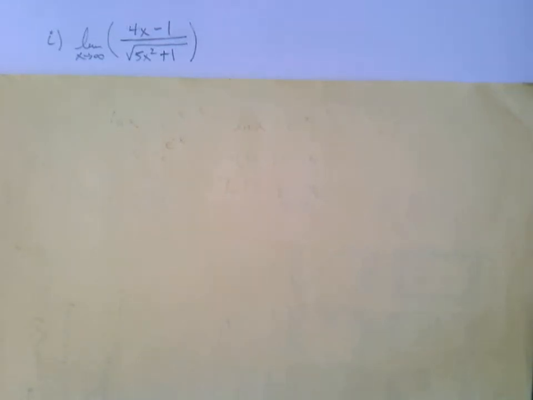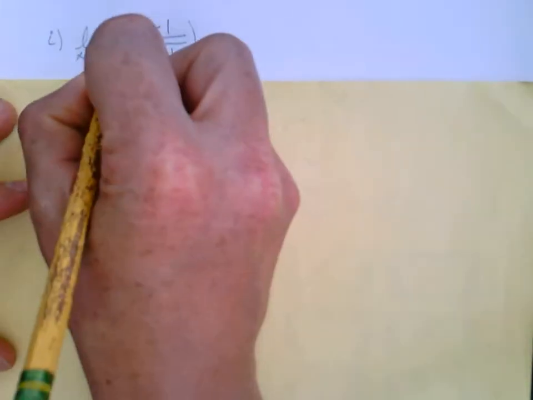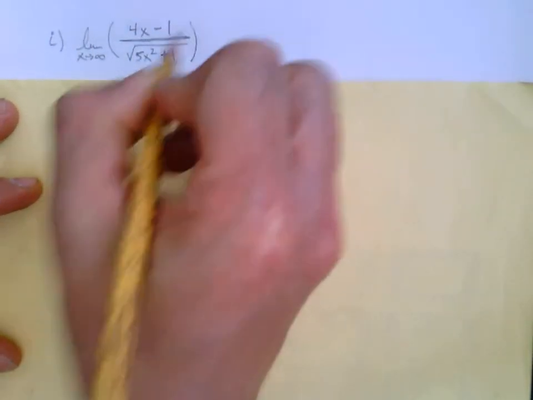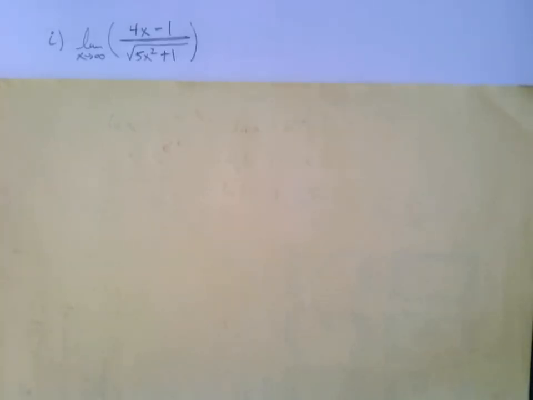Two more examples here with limits at infinity. Now let's really shake things up. Limit as x approaches infinity, we've got 4x minus 1 all over the square root of 5x squared plus 1. Okay, so now we're going beyond just a rational function. We've got a root thrown in there as well.